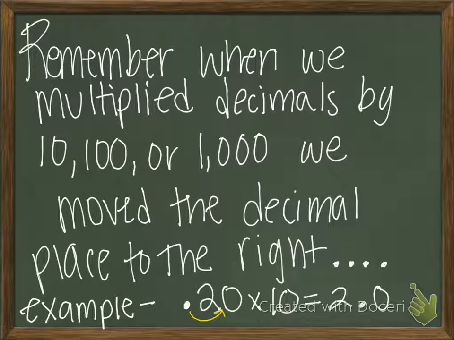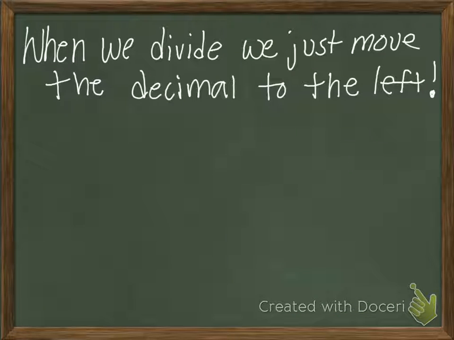So remember that when we multiply decimals by 10, 100, or 1000, we move the decimal place to the right. So my example down here is 0.20 times 10. We took that decimal spot and moved it to the right one time because there was 1 zero over here. And that gave us the answer of 2.0 or just 2. Well, when we divide, it's exactly the same thing, except we are moving the decimal to the left. Do you know that song? To the left, to the left. Well, that's what we do when we divide decimals. Move it to the left, not the right.